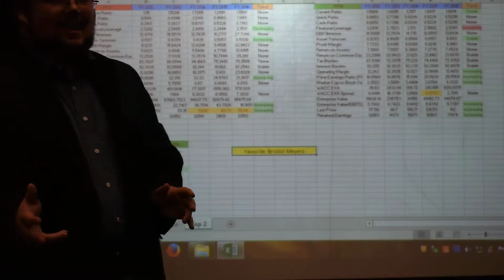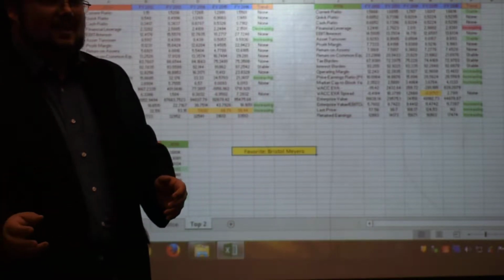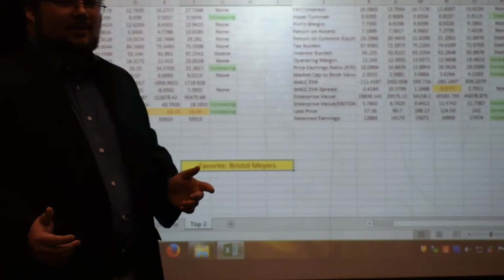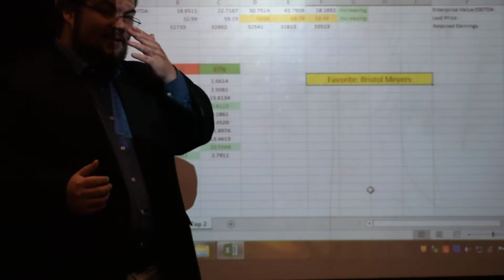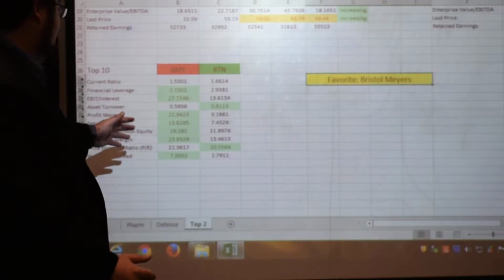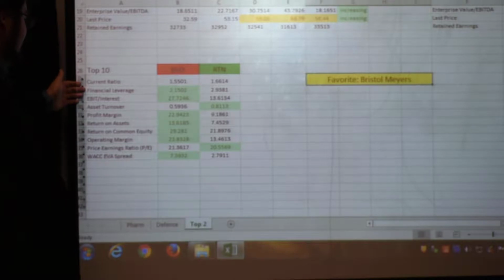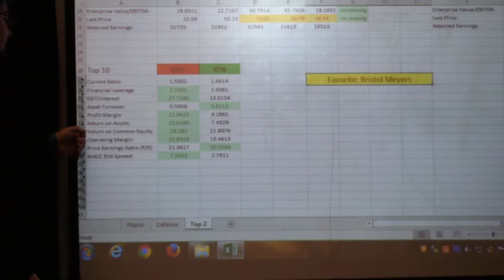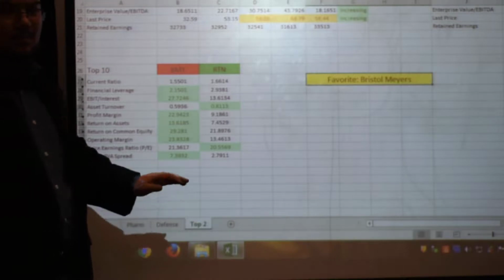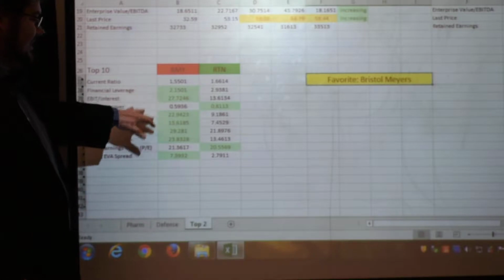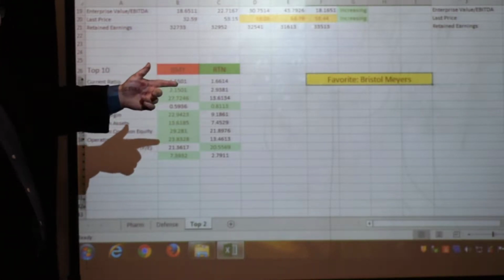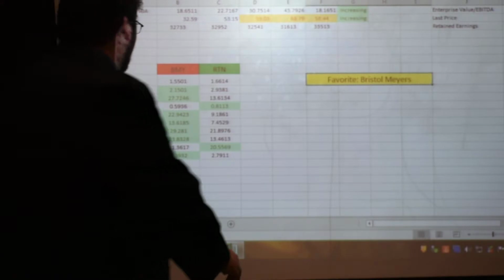So what I did to break the tie here, just because they're both looking pretty good and pretty even, was I took my top 10 financial ratios. Now, this is my personal top 10. I'm not saying this is objectively the top 10 that should be compared. However, here's what we got. I've got current ratio, financial leverage, EBIT over interest, asset turnover, profit margin, return on assets, return on common equity, operating margin, PE ratio, and our EVA spread. Now, let's go ahead and go through these. I went ahead already, so you can kind of cheat a little bit and see who won, because I have it highlighted there. But let's go through these.